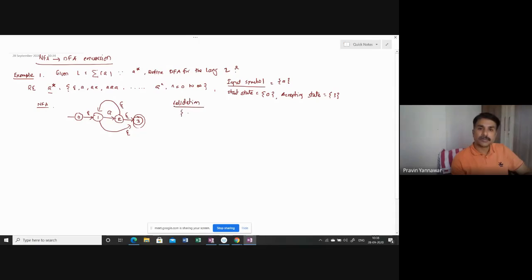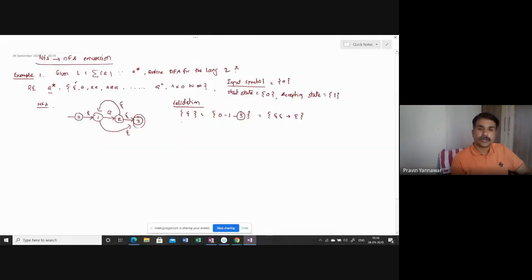In order to produce epsilon, what is the path? From 0 to 1, 1 to 3. So we'll say 0, 1, 3. Going to 3, the accepting state, means epsilon, epsilon. Epsilon, epsilon means null concatenated with null, and you are getting null as output. So this is generated. Now, can I have one A?